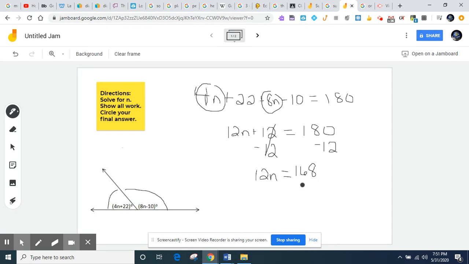So now what we want to do is, again, the inverse operation. Here we have 12n. Remember, this really means 12 times n. There's an invisible multiplication sign between that 12 and n.